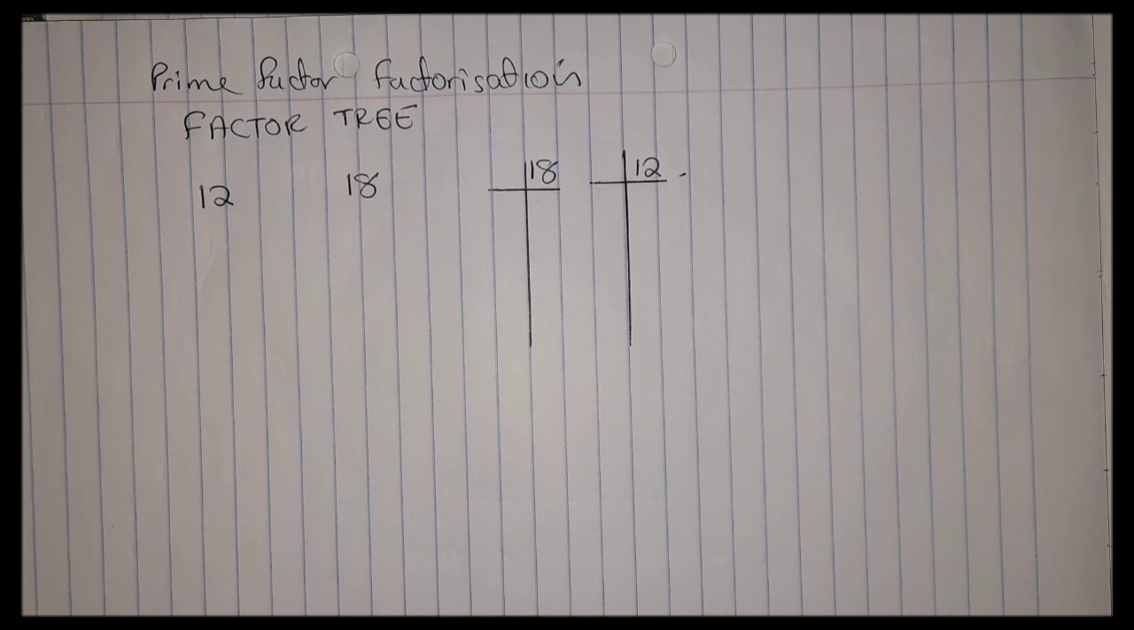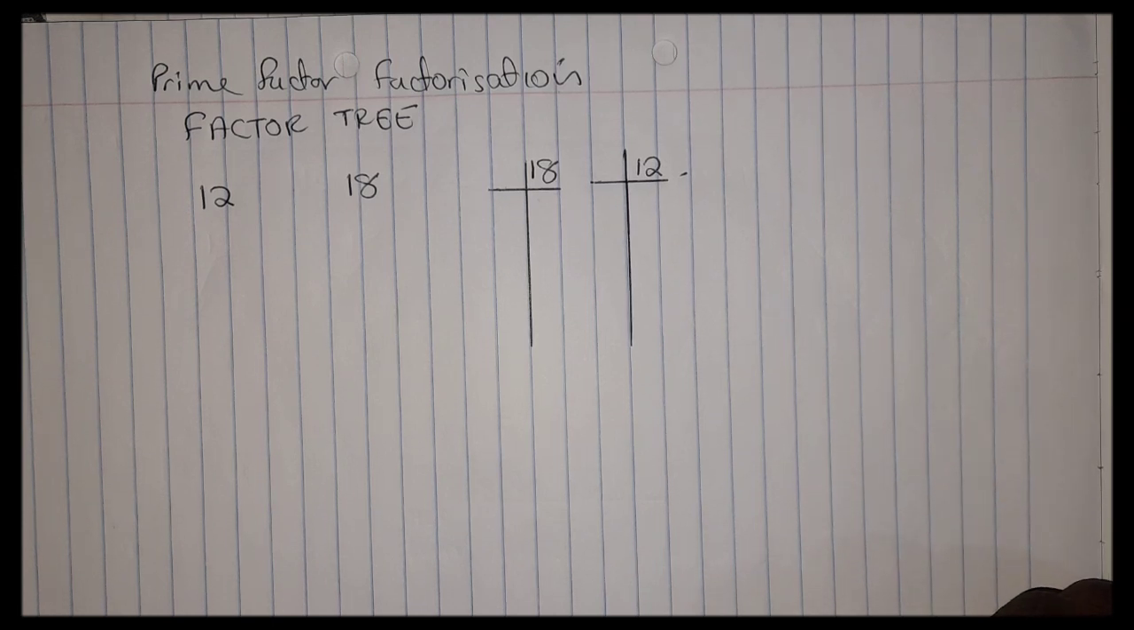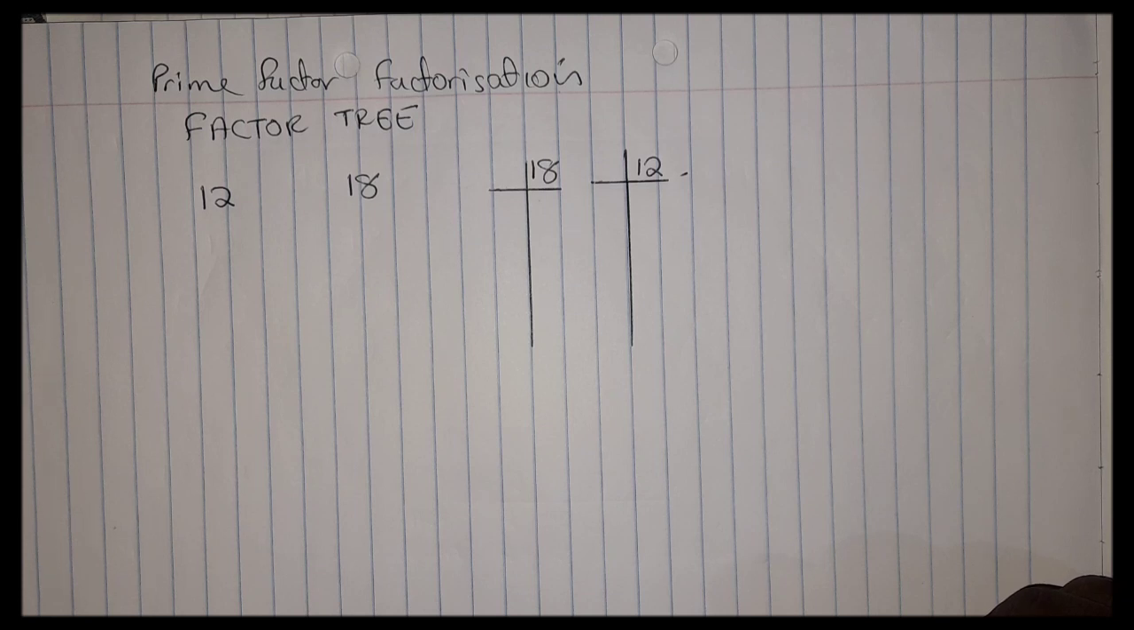I want us to look at prime factorization, where we write these two numbers as products of their prime factors. So we make use of what is referred to as a factor tree to determine the prime factors of 12 and the prime factors of 18. Remember, a prime number is a number which can be divided by 1 and itself only, or a number with two factors only, that is 1 and itself. All right, the smallest prime number is 2, so I want to start with it.